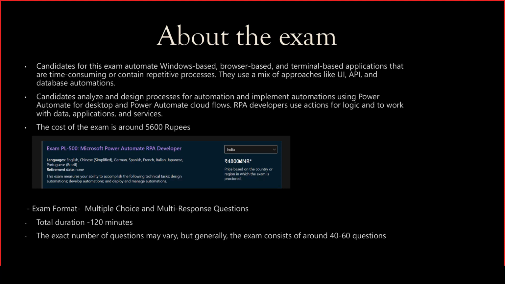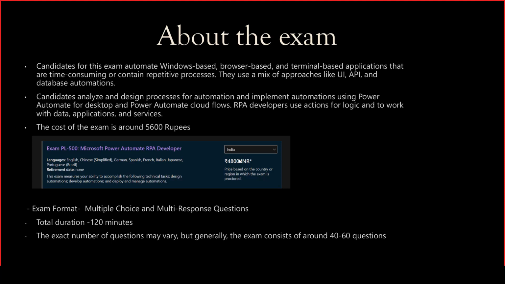PL-500 is a naming scheme common for all the Power Platform certifications. There's PL-100, there's PL-200, 300, I think 400 is also there. PL-500 is for Power Automate, and then there is a global Power Platform certification called PL-900. In this session, we'll focus on PL-500.